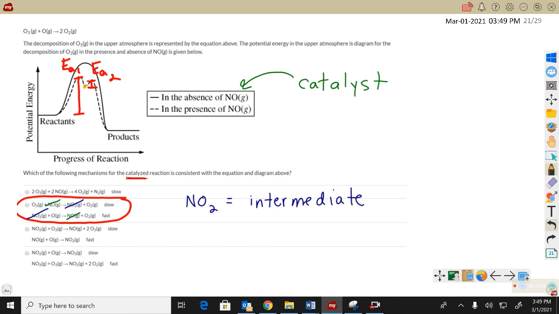And it's showing that the NO would have been a catalyst. The NO is a catalyst in that it was added and then I got it back. The NO2 is an intermediate, formed and then consumed. What a great question that is. Oh, that is just chock full of good chemistry.